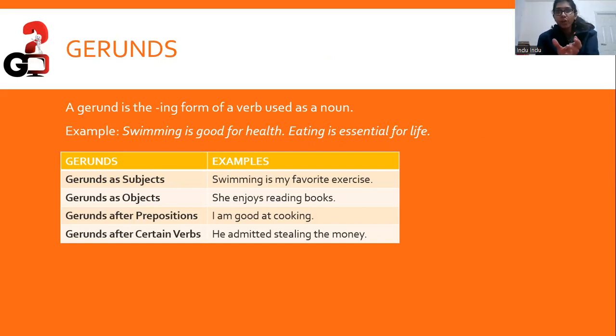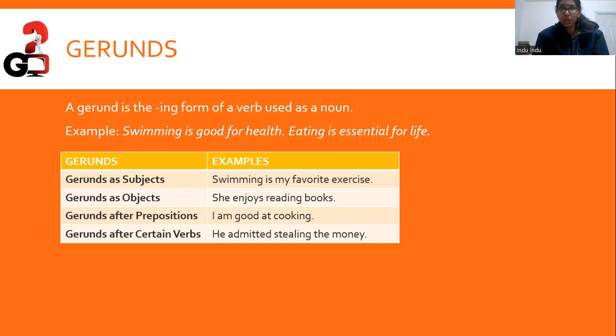Right. So the ing form of the word swim, the ing form of the word eat is being used as a noun in these sentences. Right. So gerunds could either be used as subjects, objects, or they could be used after prepositions or even after certain verbs. When gerunds are used as subjects, an example of that could be, as I said, swimming is my favorite exercise. So swimming is the subject here, right? Swimming is my favorite exercise.